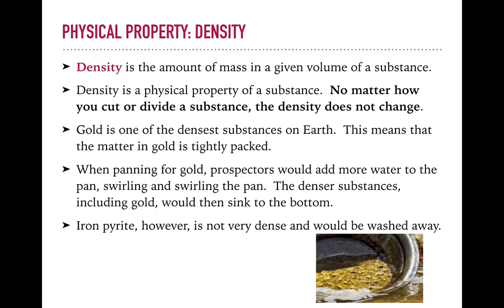Gold is one of the most dense substances on Earth. The matter in gold is very tightly packed. Its density is around 19 grams per cubic centimeter, whereas fool's gold has a density around 5 grams per cubic centimeter. When panning for gold, prospectors would add more water to the pan, swirling and swirling the pan. The denser substances, including gold, would then sink to the bottom, and they would collect the gold from the bottom of the pan. Iron pyrite, however, would be washed away because of its lower density.